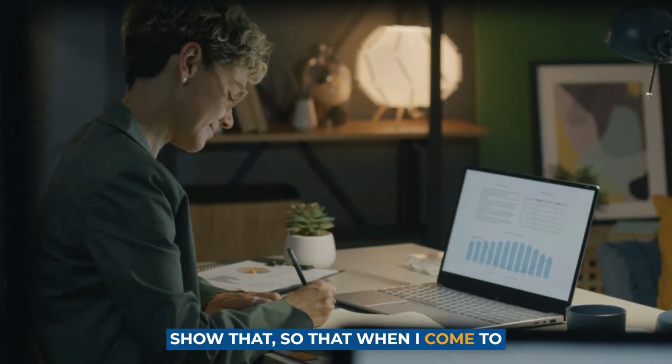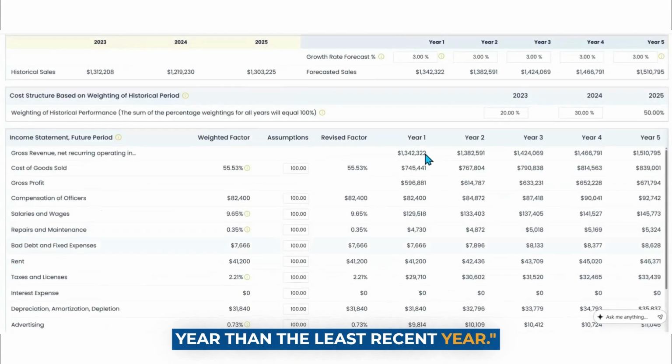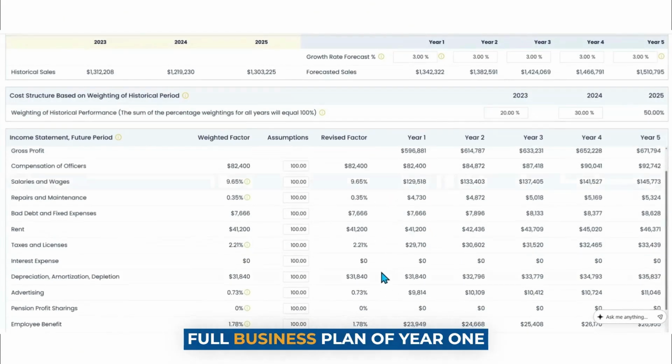So that when I come to my stabilized operations, I can say, all right, let's apply that 3% growth rate where there's more weighting in the most recent year than the least recent year. Here I'm starting to look at a full business plan of year 1 through 5.